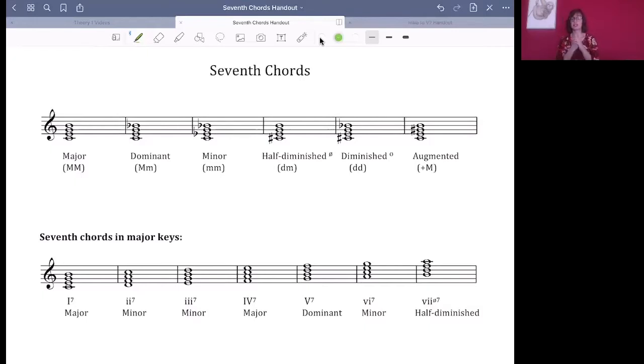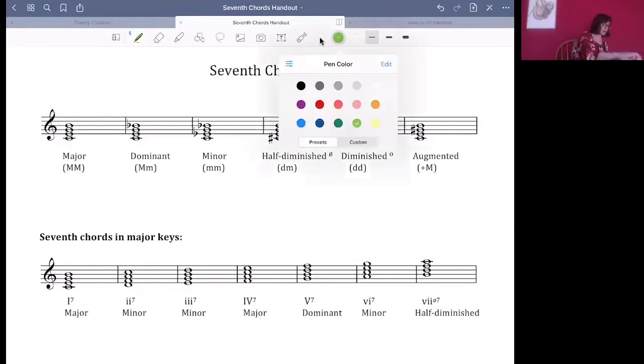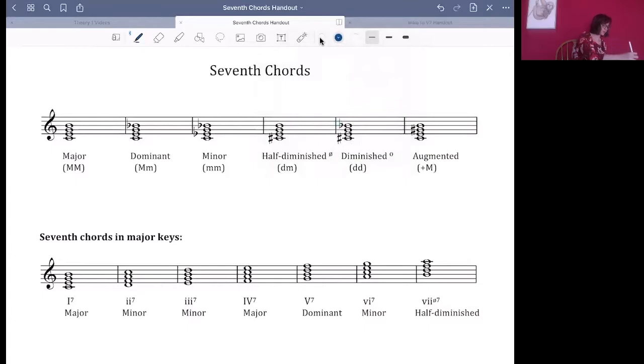Now there are different qualities of 7th chords, just like there are different qualities of triads, and you see them here on your handout. And there are two designations for each 7th chord. If you look at the first one we have there, the major 7th chord, we've got this capital M here, and that refers to the quality of the triad at the bottom. And then we have the second M that is also capitalized, and that is referring to the quality of the 7th, so the outermost pitches.